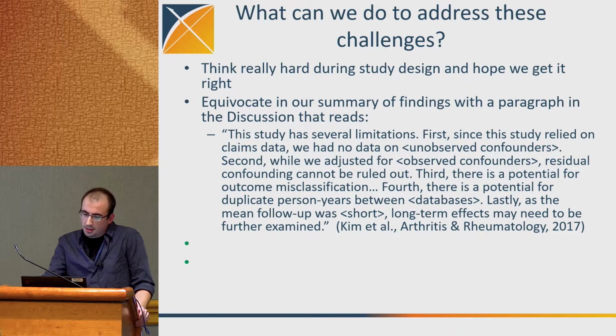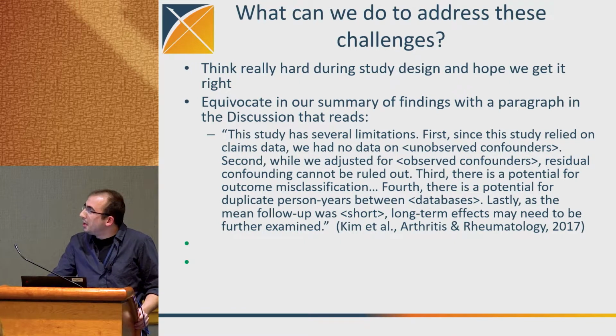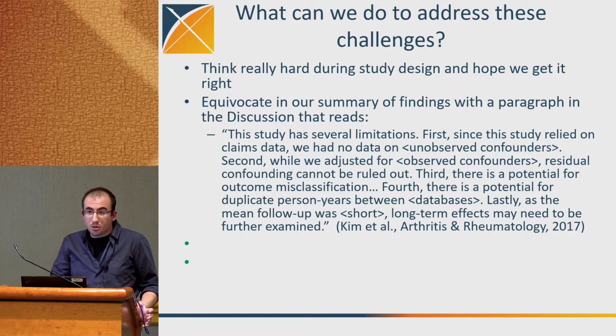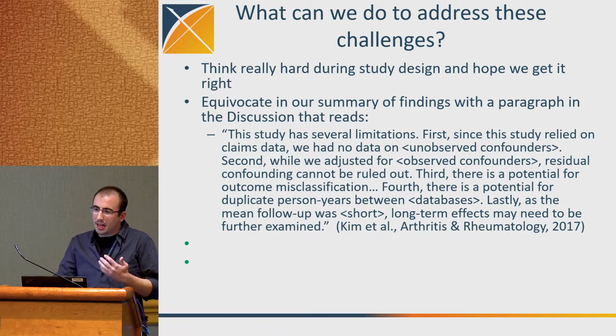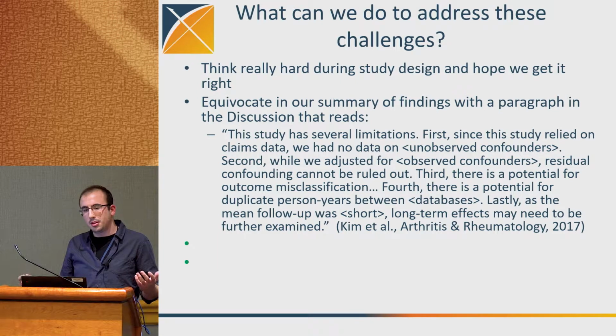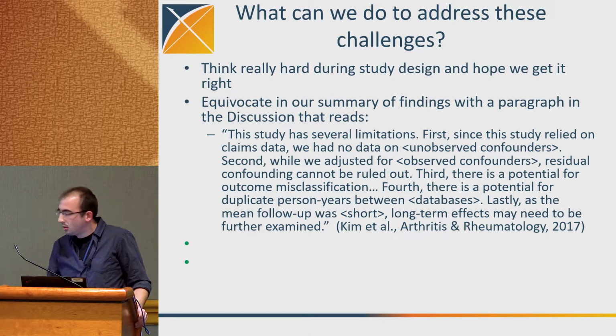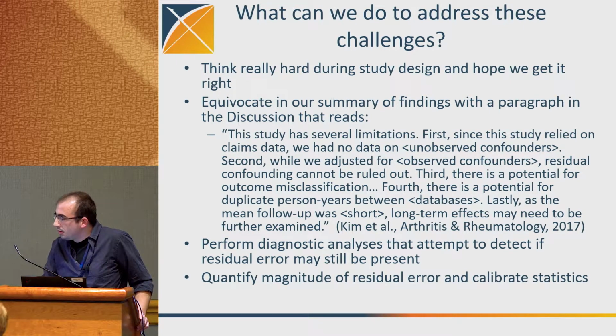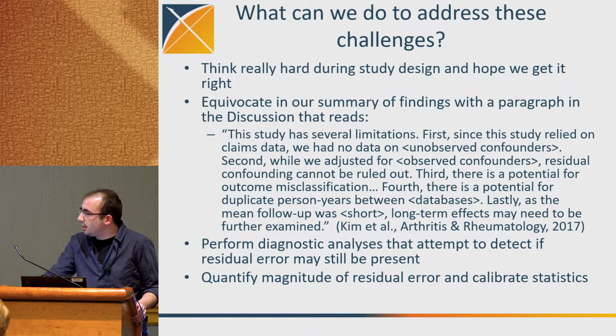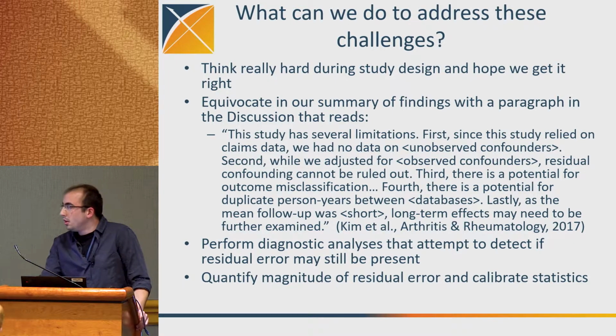So what we can do to address these challenges, first of all, think really hard and hope we get it right, and then be honest about what would go wrong. So the first thing is to think hard on how to do this right, and then think even harder about the reason why everything that I did is completely wrong. And the last two parts that we're going to discuss today are how to perform some diagnostic analysis and attempt to see if there is, in truth, some residual error that we didn't manage to capture by doing a propensity score analysis or any other approach that we use to account for systematic error. And then another thing would be to quantify the magnitude of the residual error.